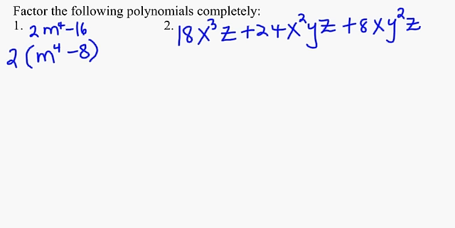Well, m to the 4th is a perfect square because 4 is an even exponent. All even numbered exponents make for perfect square terms. Odd number exponents are not perfect squares.